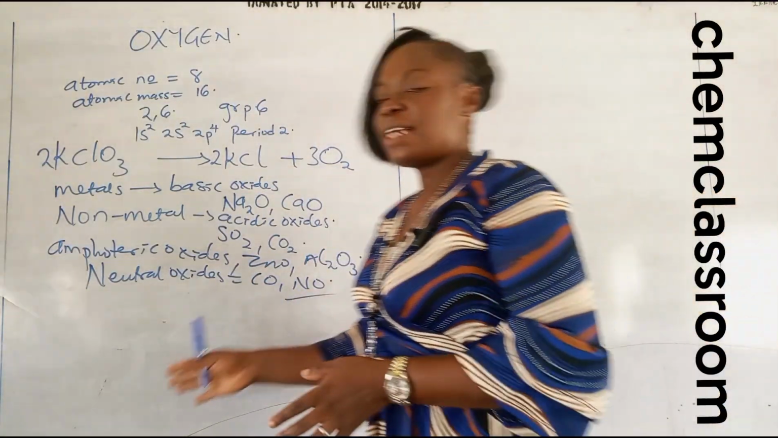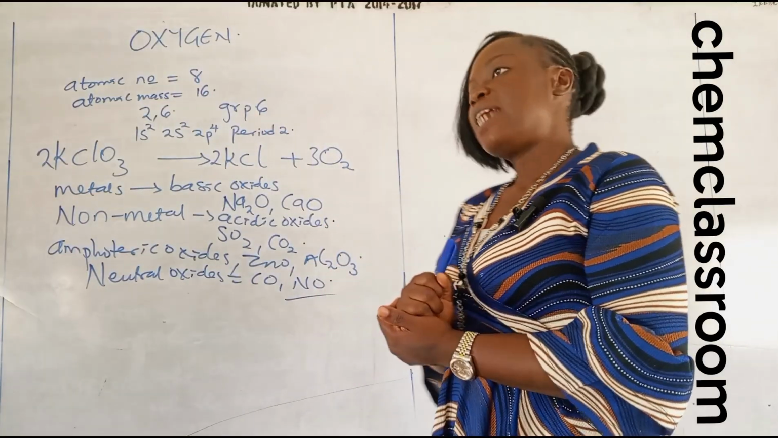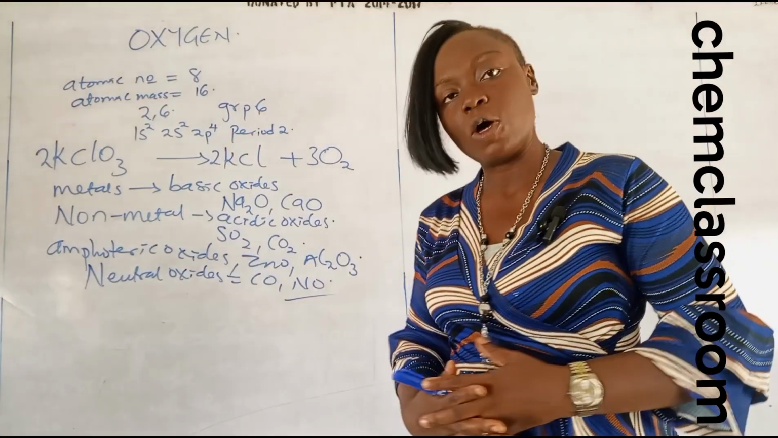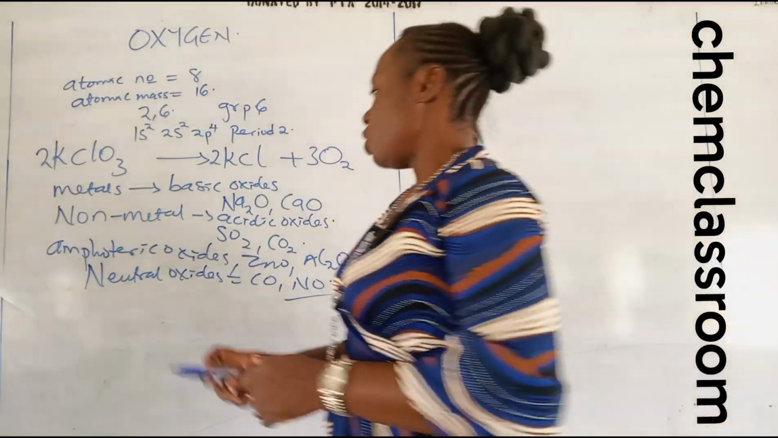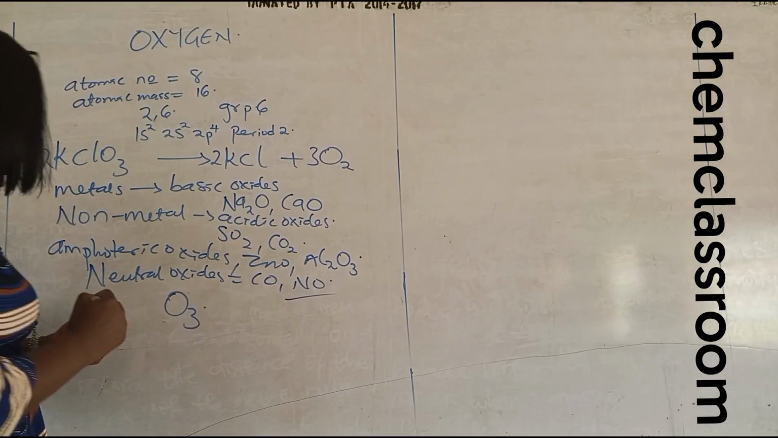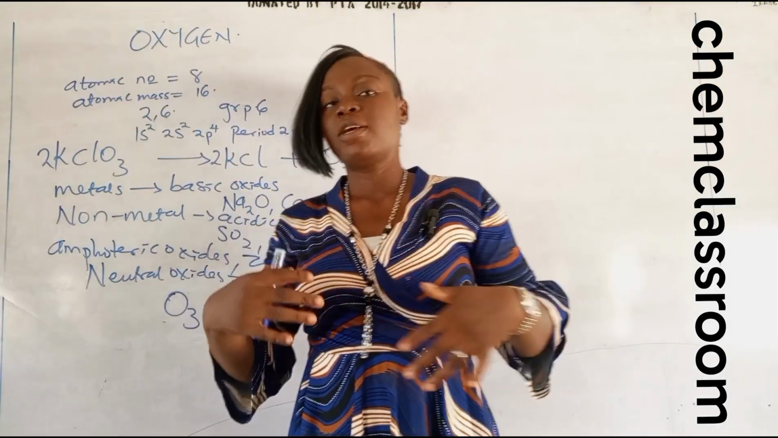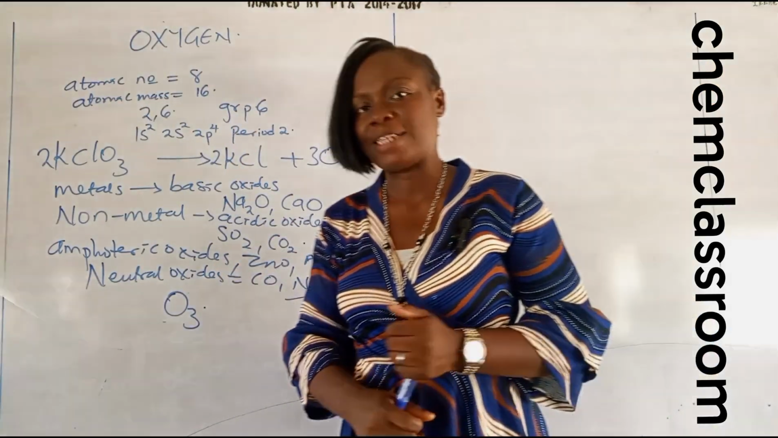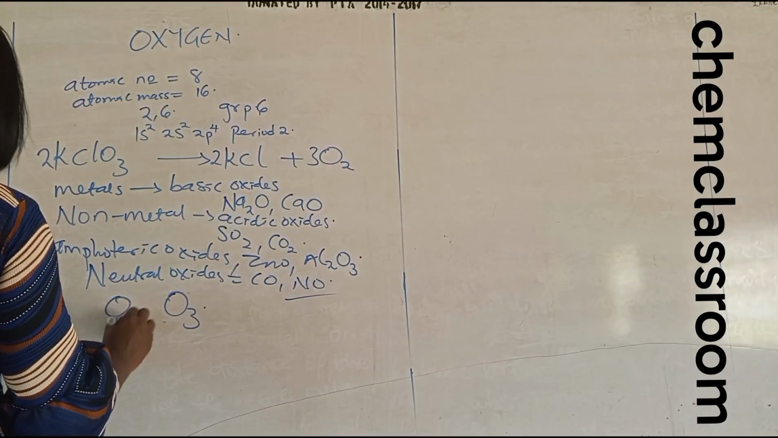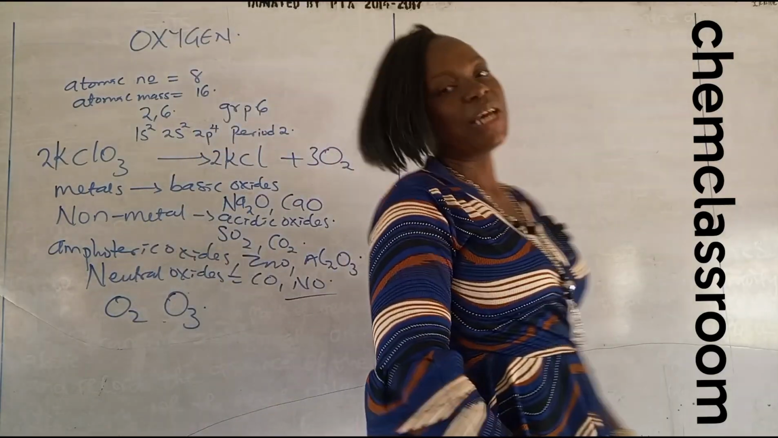Then the last thing I'll be talking about: oxygen is an oxidizing agent. Then for oxygen, we have an allotrope, which is ozone. Ozone helps to protect us against the direct effects of the sunlight. So oxygen exists as dioxygen, which is O2, and as O3. So we have just two of these.